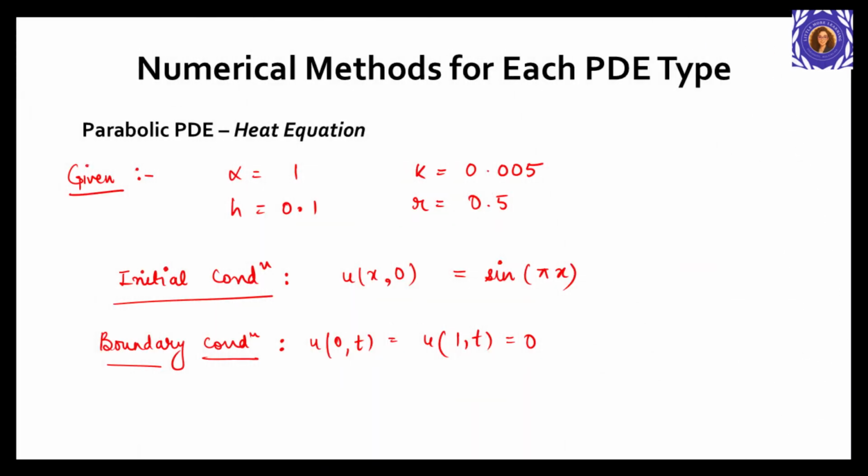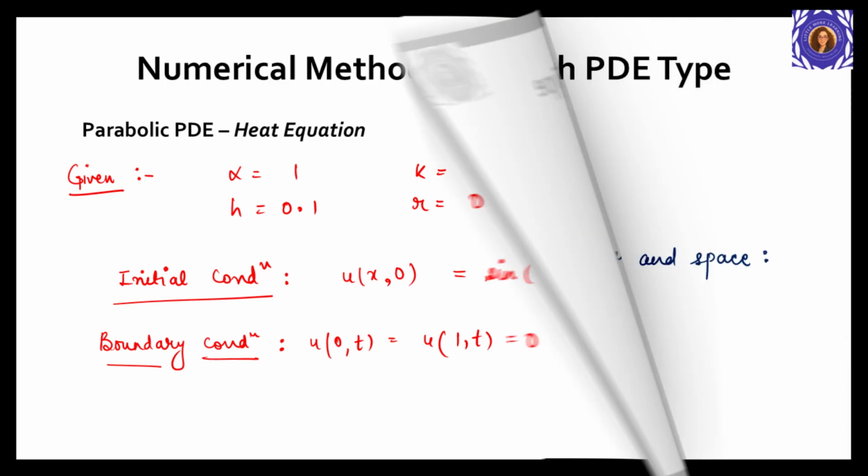Moving on to a quick numerical example, where we are given alpha equals 1, h equals 0.1, and k equals 0.005, so r equals 0.5. As the initial condition, we have u(x,0) equals sine pi x, and the boundary conditions are u(0,t) and u(1,t), both equal to 0.